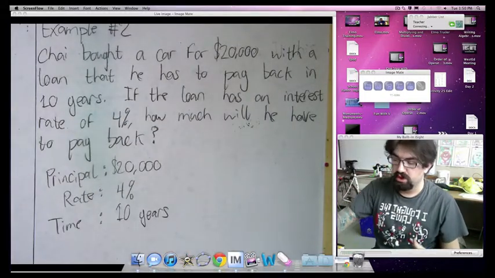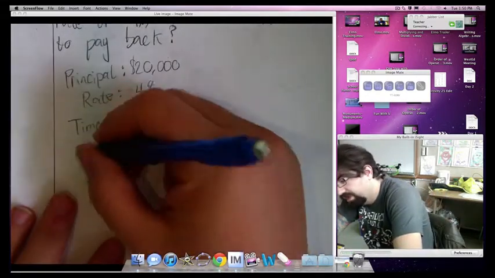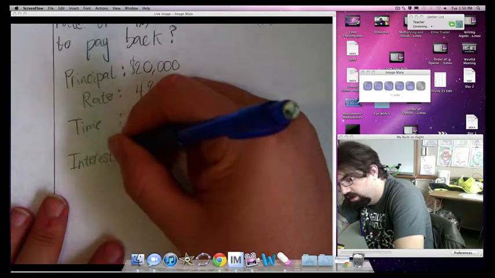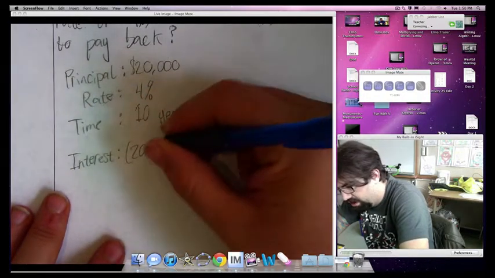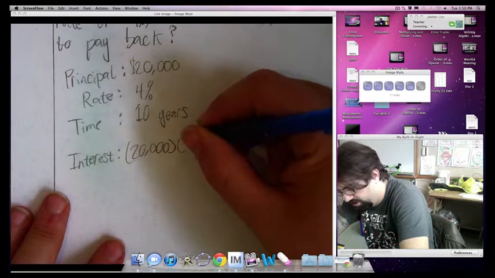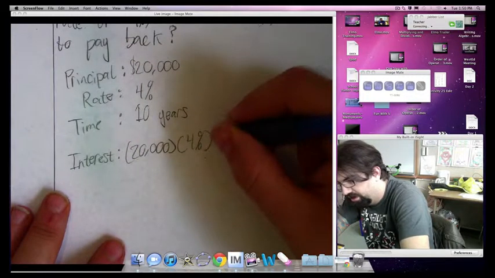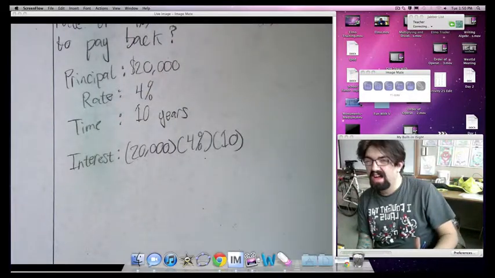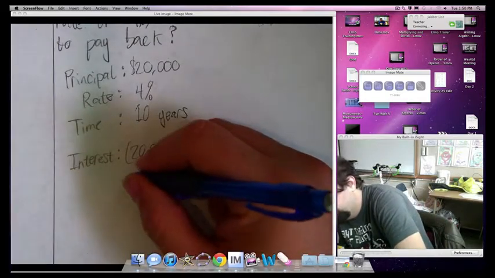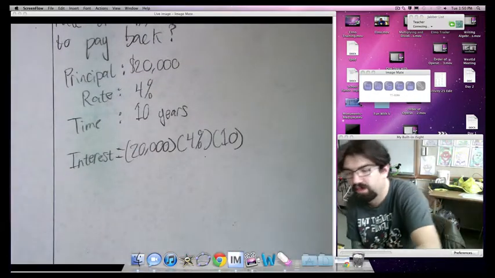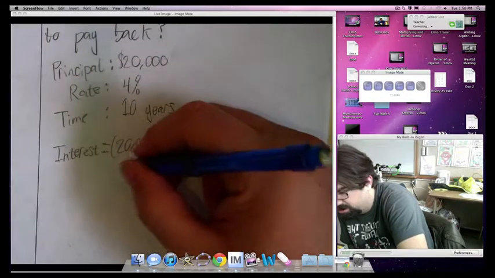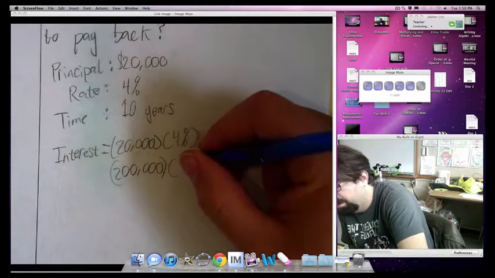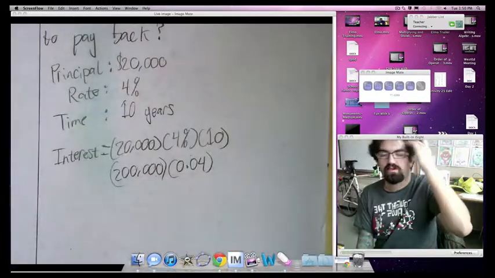So if this is a simple interest rate, we're going to put interest over here. That is the principal, $20,000, times the rate, which is 4%, times 10. Because it's already in years. Now remember, if it's not in years, you do have to change it to that. Well, here we go. This should be an equal, not a colon. We're just moving the decimal over one time, so this is 200,000 times 0.04, because that is 4% as a decimal.